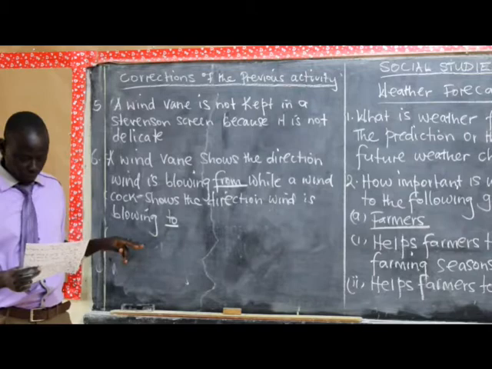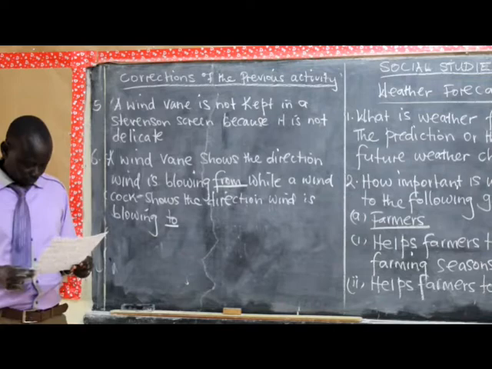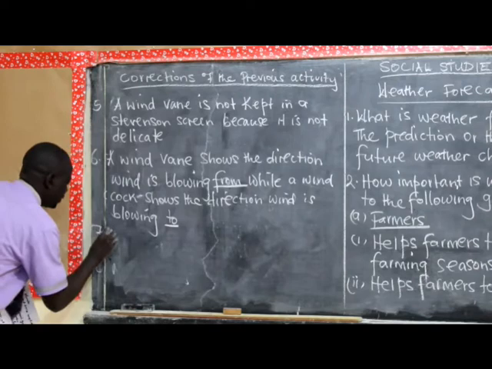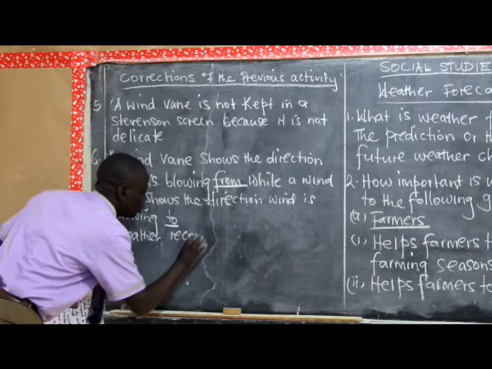Then number 7, apart from delicate weather instruments, what else is kept in a Stevenson screen? Remember the other time we said that is a weather record book. So our number 7 is weather record book.